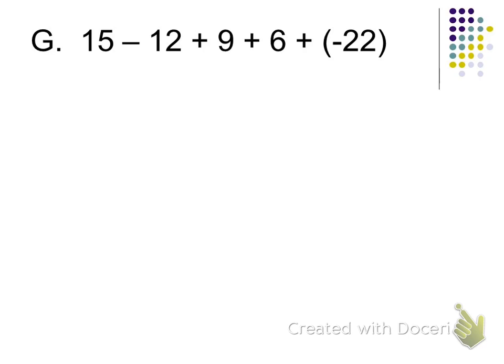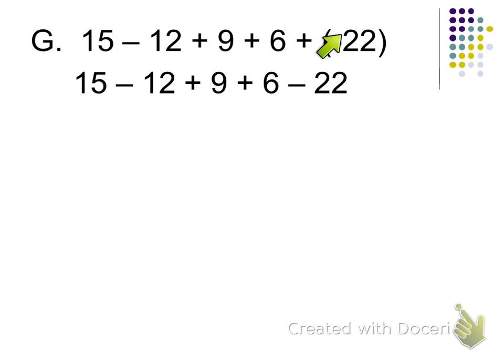All right, so G looks like a fun one. 15 minus 12 plus 9 plus 6 plus negative 22. The first thing I'm going to do is clean up my sign. So instead of plus negative 22, I'm just going to write it as minus 22. Like I said earlier, some people prefer this because then you can definitely see what sign goes with the 22. I don't particularly care which way you do it, okay? Whatever works for you, whatever makes more sense for you, go with that.